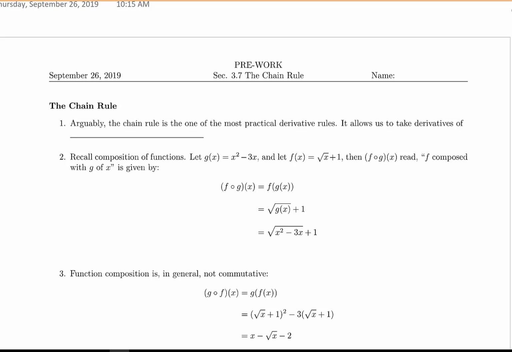Okay, folks, I want to do a quick video introducing the chain rule for calculus. And in order to do the chain rule, well, we have to remember a topic from college algebra. So I say here, arguably the chain rule, which is a particular derivative rule, is going to be one of the most practical ones we use. And the reason why is because it allows us to take derivatives of composite functions.